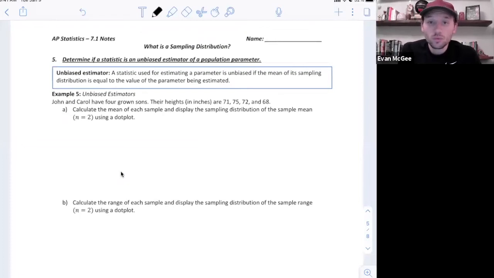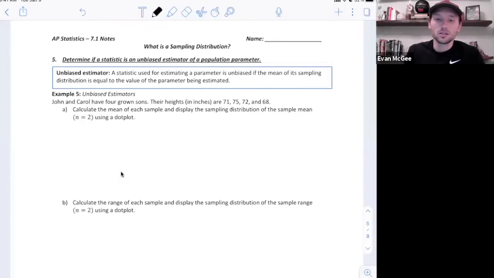This is the final 7.1 video. We're going to look at determining if a statistic is an unbiased estimator of a population parameter. So we've looked at sampling distributions of statistics. The two statistics that we've looked specifically at are the sampling distribution of X bar and the sampling distribution of P hat.